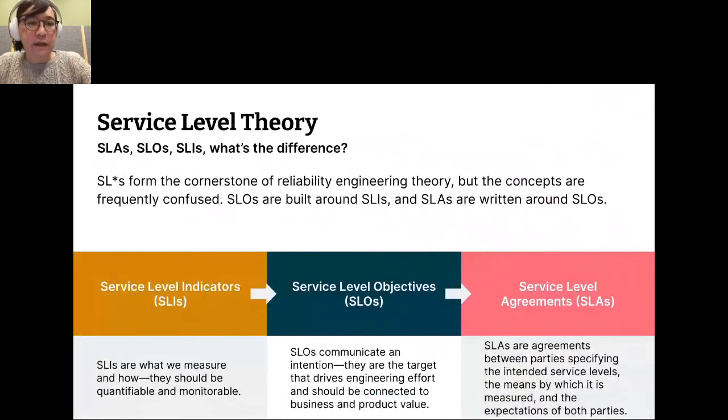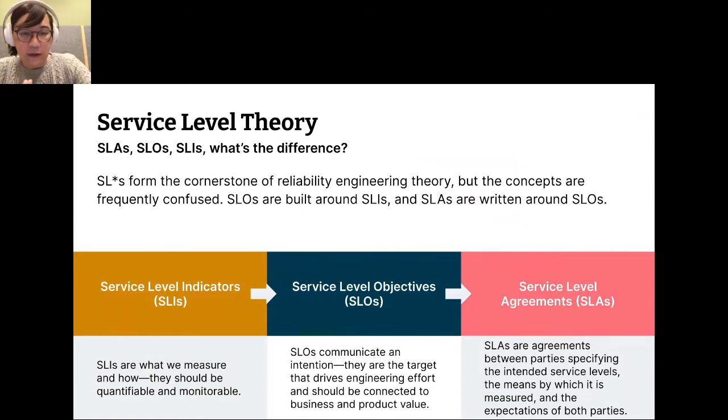Service level theory, or SLAs, SLOs, and SLIs, are something that we're familiar with if we talk about cloud architectures or any sort of data services. They're going to say, here's our SLA. We're going to give you 3 nines or 4 nines of uptime. We're going to do these things. And a lot of people get these concepts mixed up. And so let me briefly introduce them.